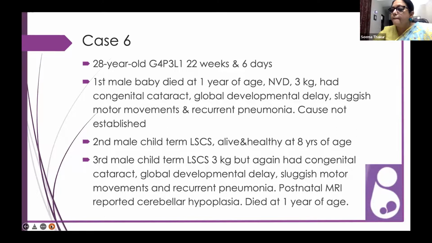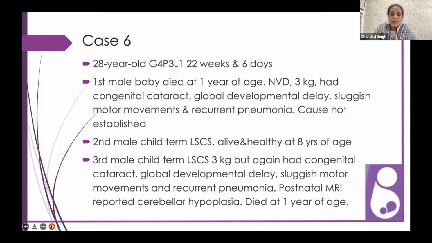So, a 28-year-old fourth gravida, para 3, but only one live issue. She came to us at 23 weeks. The first male child, she had a full-term normal vaginal delivery. It was a 3 kg baby, but was found to have congenital cataract, global developmental delay, slow motor movements and recurrent pneumonia. This child expired at 1 year of age, and the cause was not established.